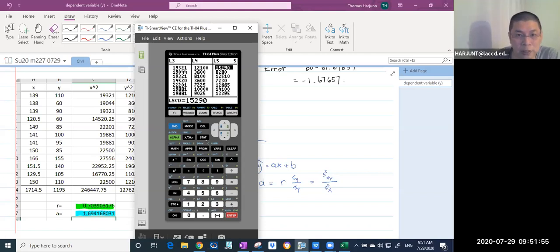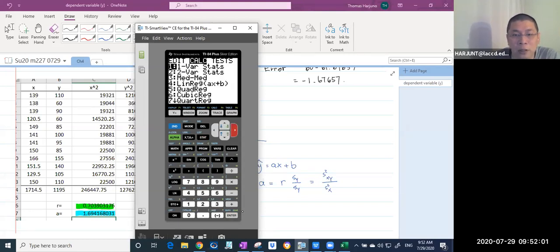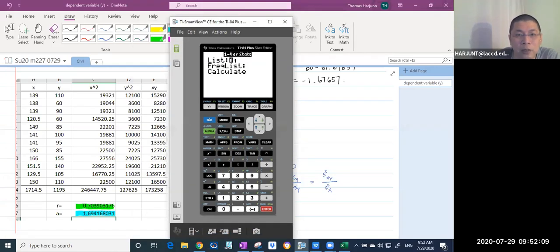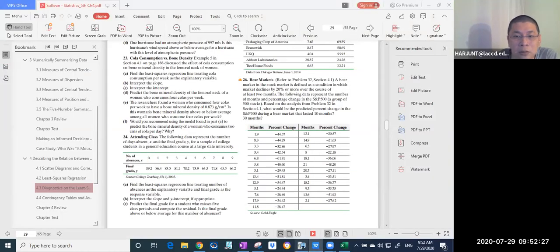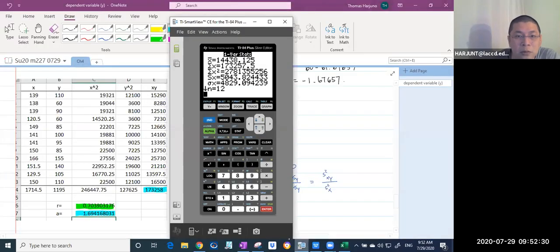Then if you want to find the sum, you go to stats, calculate, one-var stats. For L1 you get it, for L2 you get it, for L3 you get it, L4 and L5, let's say L5. You see, the sum of x is this number here. See that? So this number turns out to be around the point.